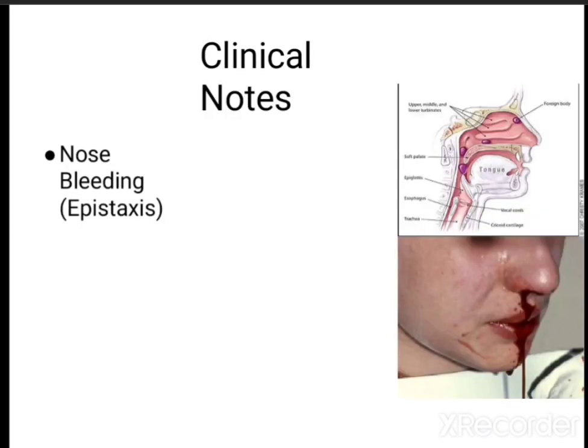Now the clinical anatomy. Over here we have nose bleeding. This nose bleeding is known as epistaxis. It is because of injury to Little's area, where we have seen the communication point of the arteries in the anterior inferior part of the nasal septum.